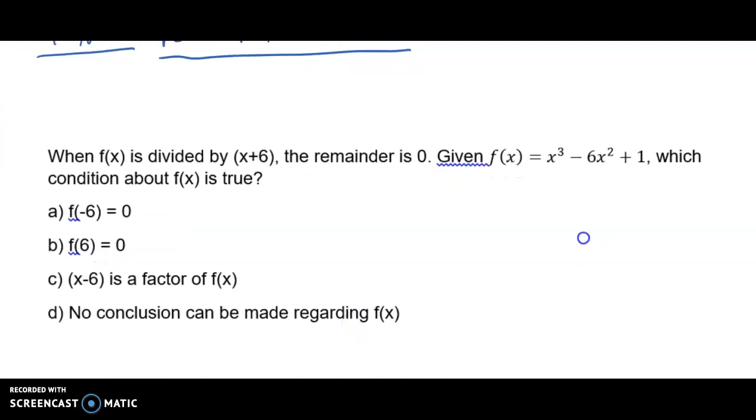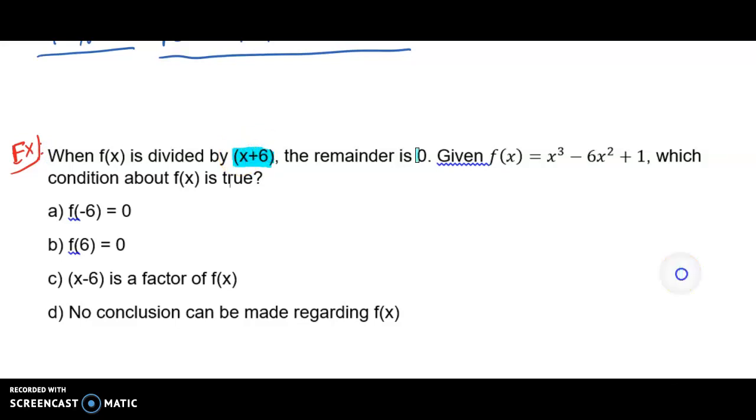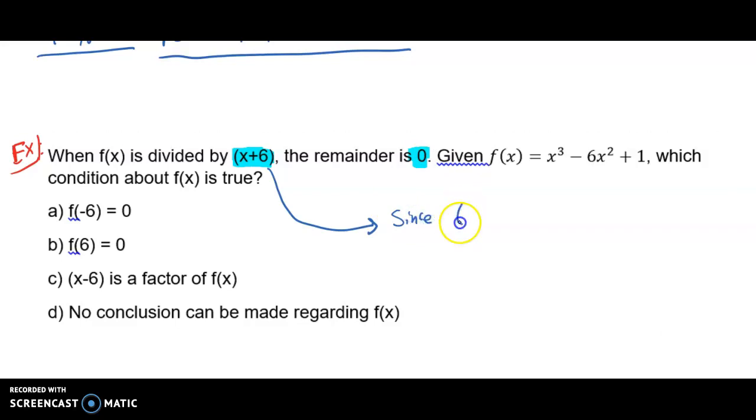Okay, we're going to call this example 1. I would definitely pause and write this out. When f of x is divided by x plus 6, okay, the remainder is 0. Okay, which condition is true about f of x? So we're going to write a couple things that we know before we check multiple choice. So, since the remainder is 0, x plus 6 is indeed a factor.